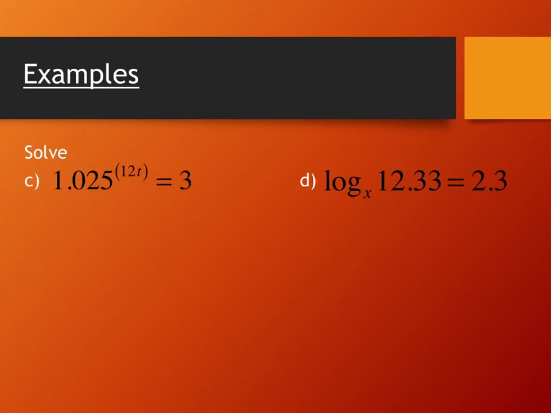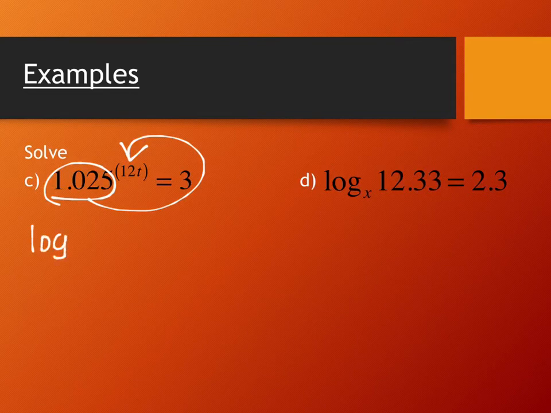C is written very much like B was. I take my base and I draw my scorpion tail around. So I rewrite this as log base 1.025 of 3 equals 12t. I need to solve it for t. What am I eventually going to have to do? Divide it by 12, right?